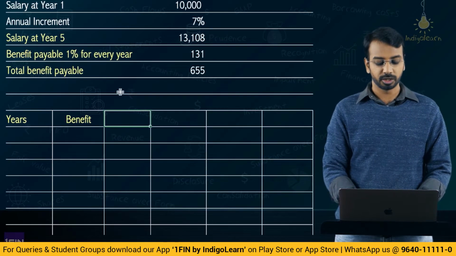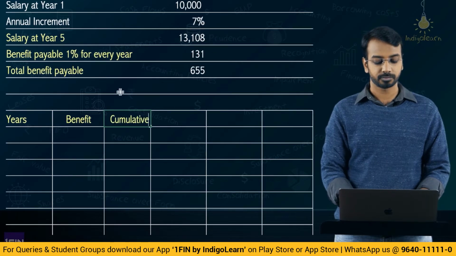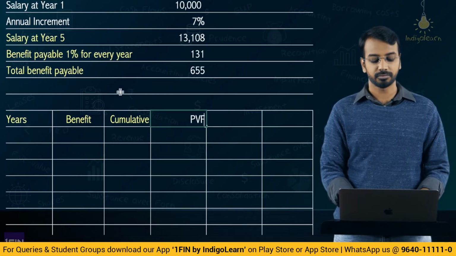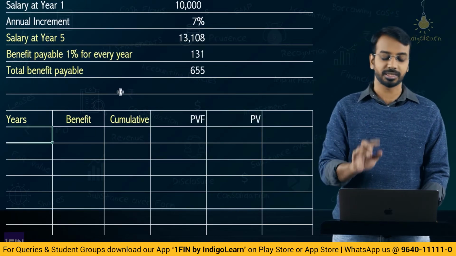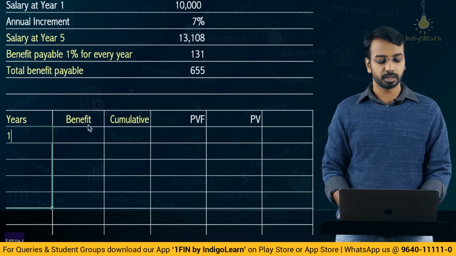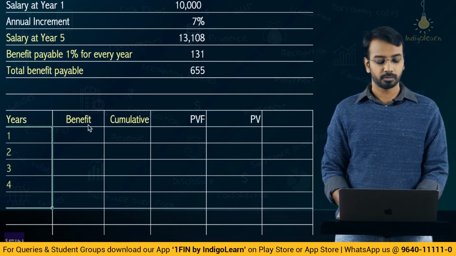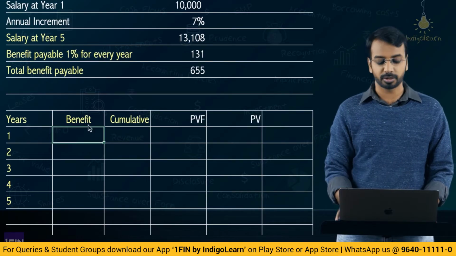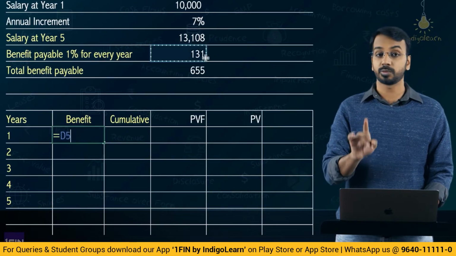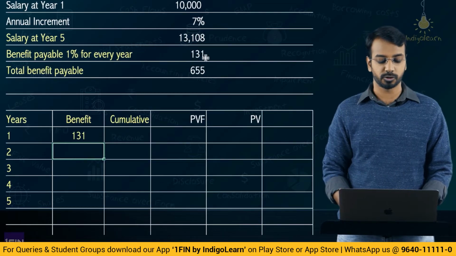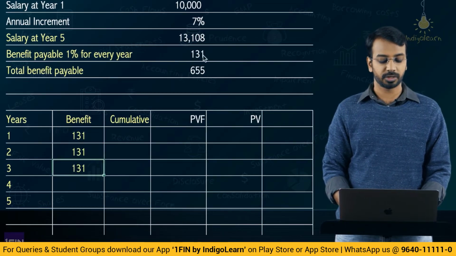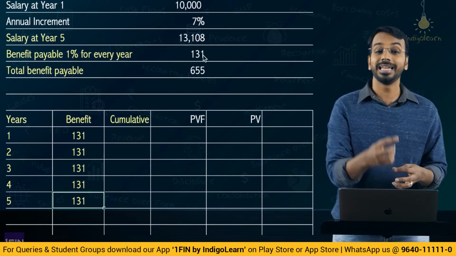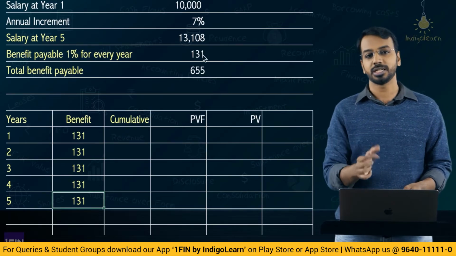So, you will have your benefit, benefit for the year, cumulative benefit, then present value factor, present value, right. These are the things that we need to understand. So, you have 5 years, 1, 2, 3, 4, 5. Okay. For each year, how much is the benefit attributable? For each year, benefit attributable is 131, or you can do 655 by 5 also. Okay. 131 there, 131 here, 131 here, 131 here. That is the benefit attributable individually for each of those years.